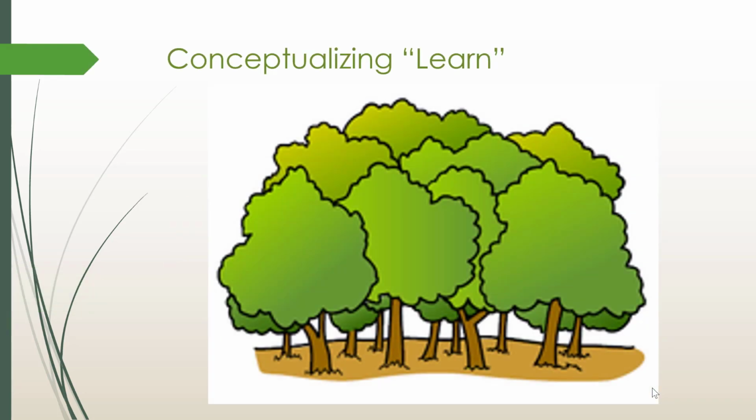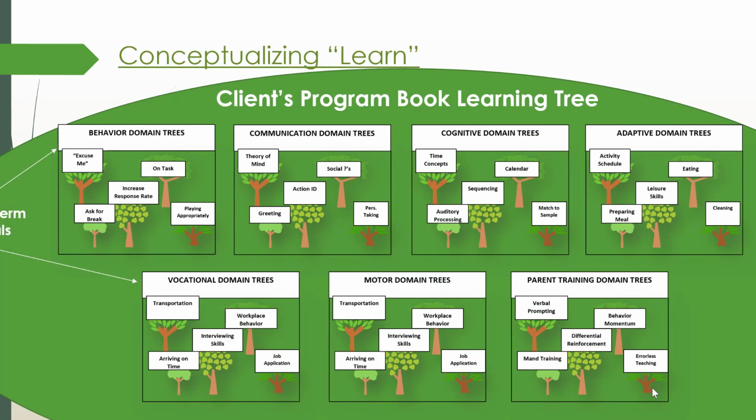So when you're conceptualizing Learn, what you want to think about is a forest. And the forest has lots of trees, obviously, and lots of branches. Your forest has a lot of clusters or families of trees. On this part of the forest, we have the behavior domain collection of trees. That would include programs like excuse me, increasing response rate, being on task, playing appropriately, asking for a break. That would be sort of a cluster of trees.